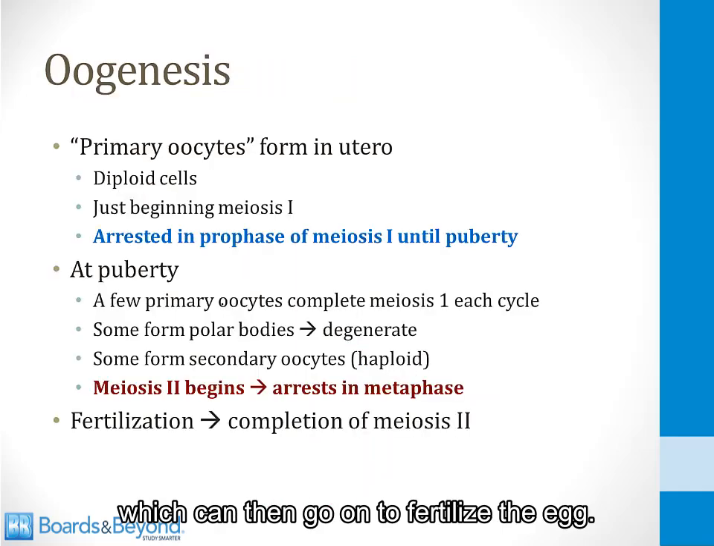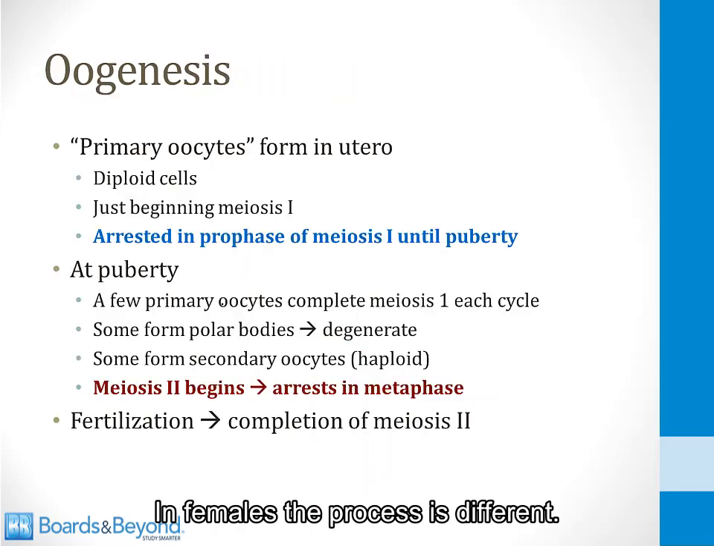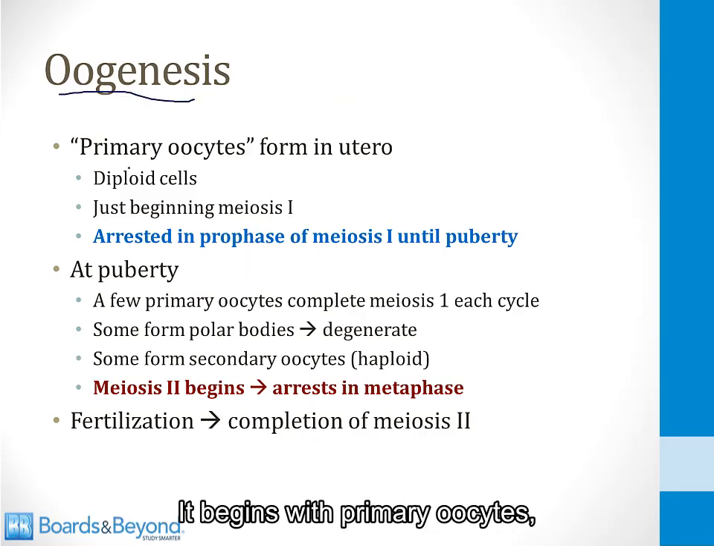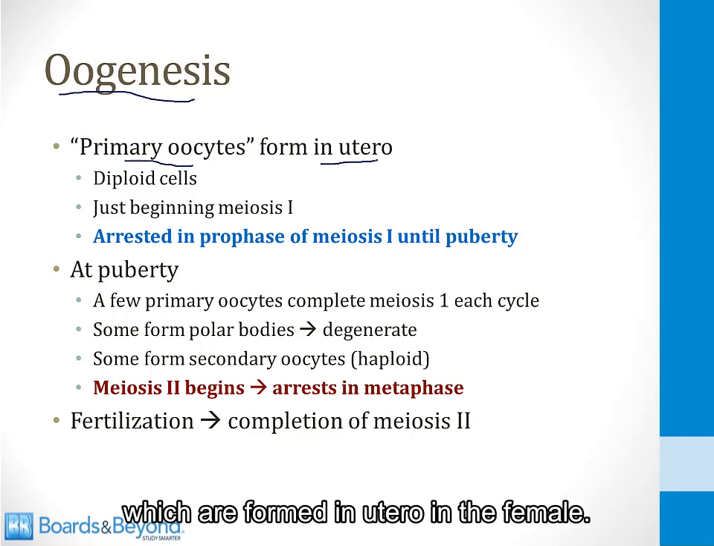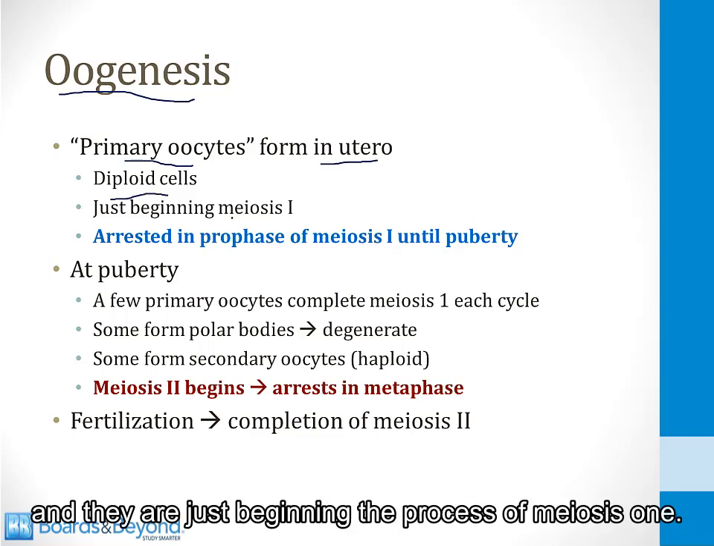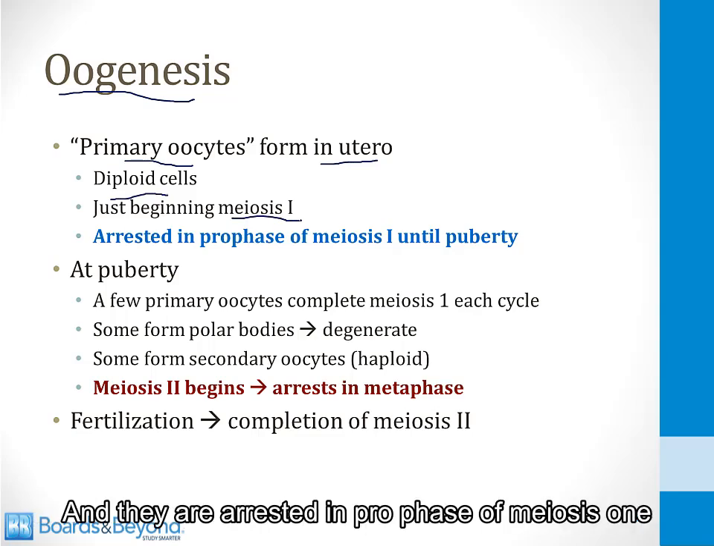In females, the process is different. The generation of gametes is called oogenesis. It begins with primary oocytes, which are formed in utero in the female. These are diploid cells, and they are just beginning the process of meiosis 1, and they are arrested in prophase of meiosis 1 until puberty.